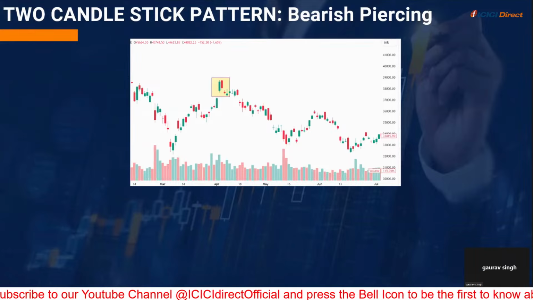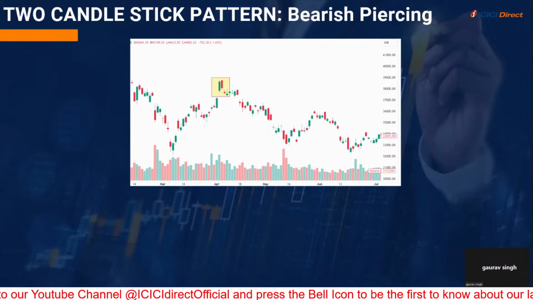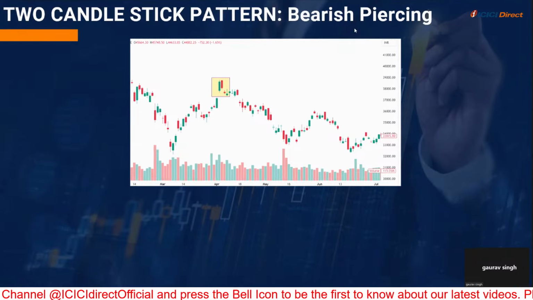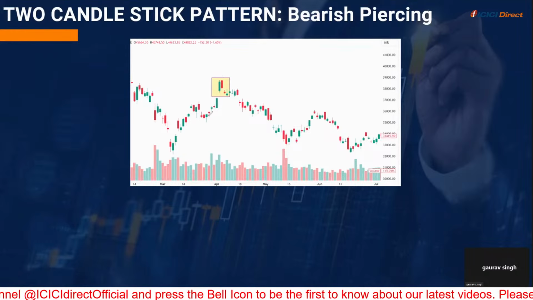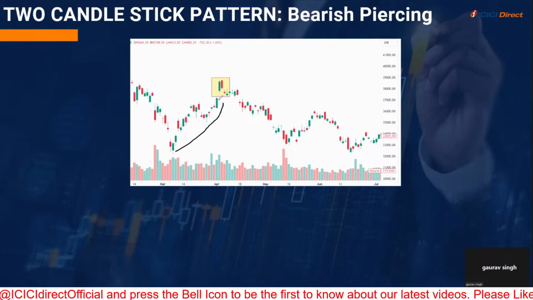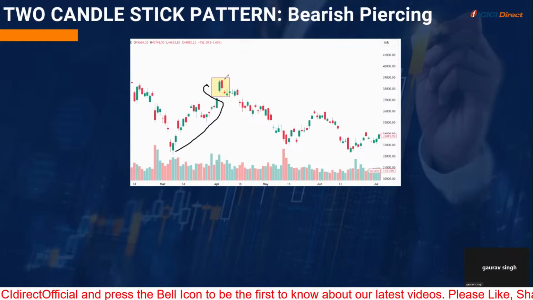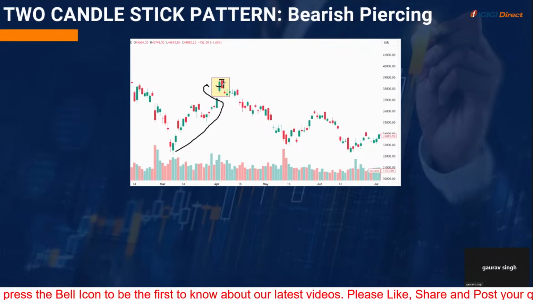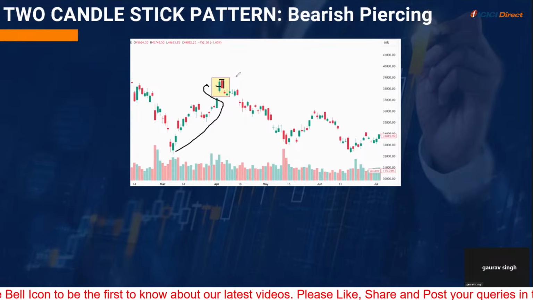So this is an example of a chart of a bearish piercing. I think this is Bank Nifty again. So we had an uptrend here. The next candle opened above the close of the previous candle and it traced more than 50% of the previous candle, which is here. And after that, we have moved down.